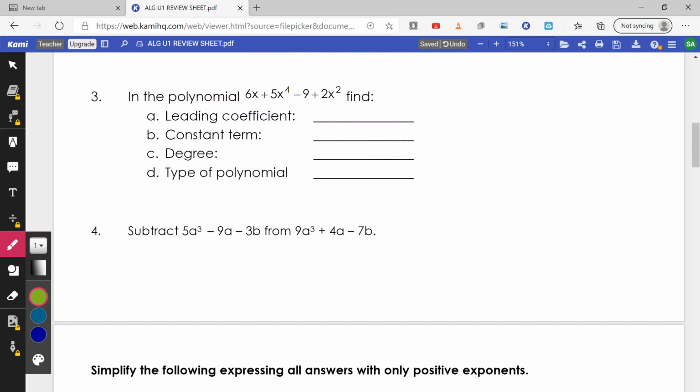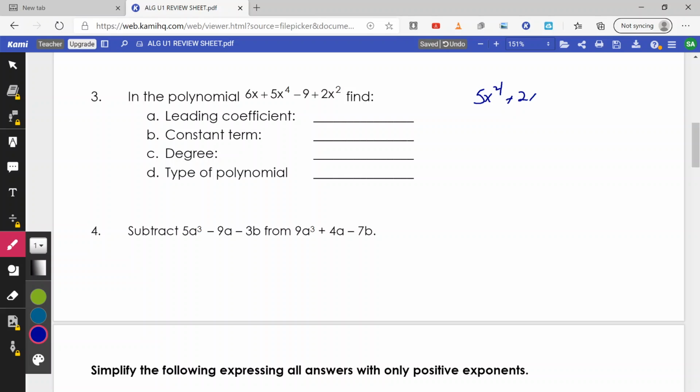Here we have the polynomial 6x plus 5x to the fourth minus 9 plus 2x squared, and we need to find all of these things. In order to do that, we need to put this in the proper order. Again, we go from highest exponent to lowest. So starting on the line, I see 5x to the fourth is the highest exponent.